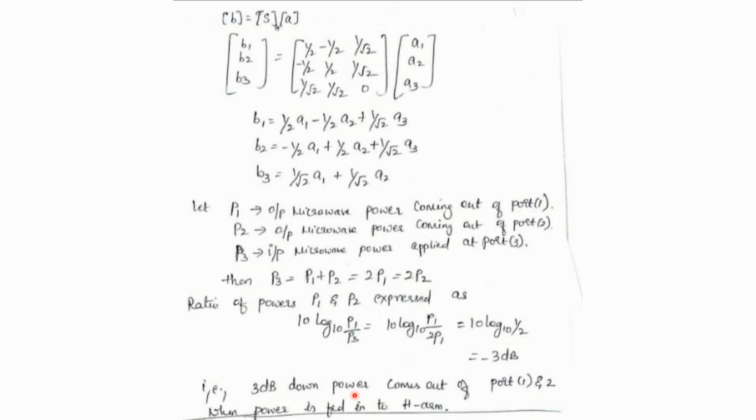Therefore, 3 dB down power comes out of port 1 and port 2 when the power is fed in the H arm. When the input power is fed in the H arm, that is port 3, 3 dB power will come out of port 1 and port 2. Here port 1 and port 2 we can call output ports.